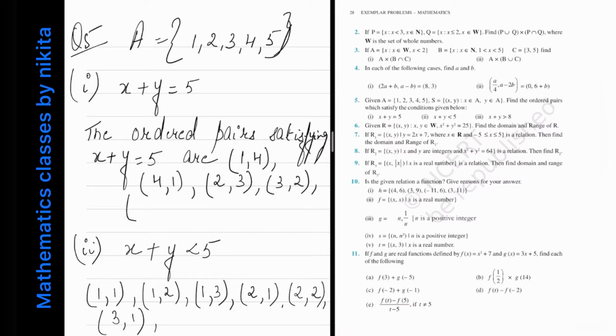So these are the ordered pairs which satisfy the condition that x plus y is less than 5, and you can see that they are 6. So 6 ordered pairs satisfy this condition. Okay, so what you have to keep in mind is that x and y both are coming from A. Okay.